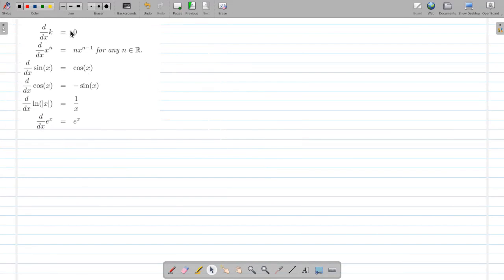First one is the derivative of a constant function. I told you, if you get a constant function, let's say y equals 5 or some constant, then dy by dx is 0. Or f dash, if this is labeled by f(x), f dash x is also 0. Any constant function.